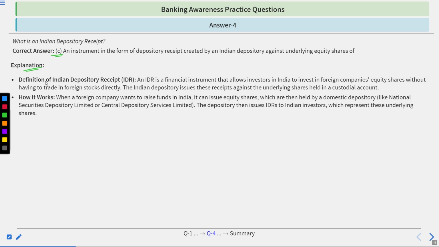IDR is a financial instrument that allows investors in India to invest in foreign companies' equity shares without having to trade in foreign stocks directly. The Indian depository issues these receipts against the underlying shares held in a custodial account.